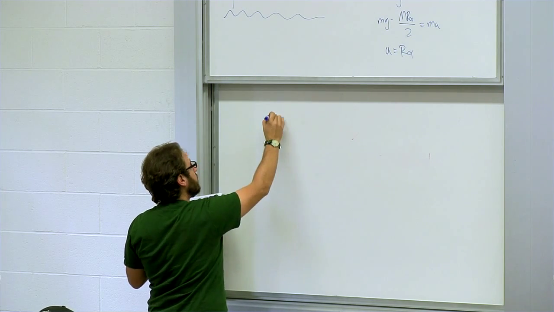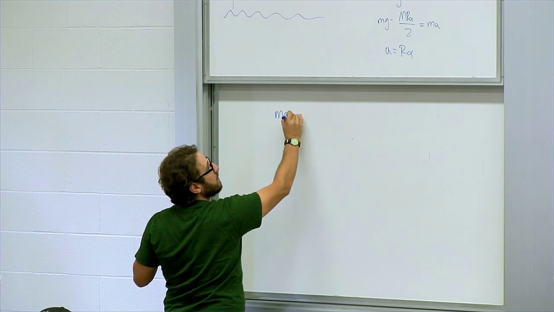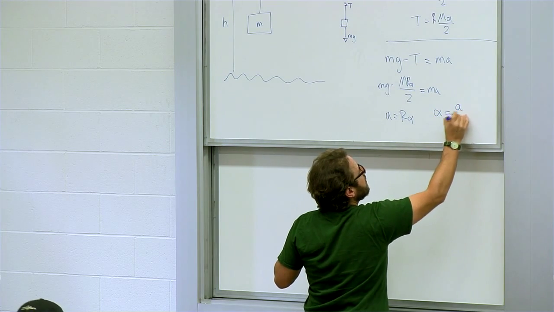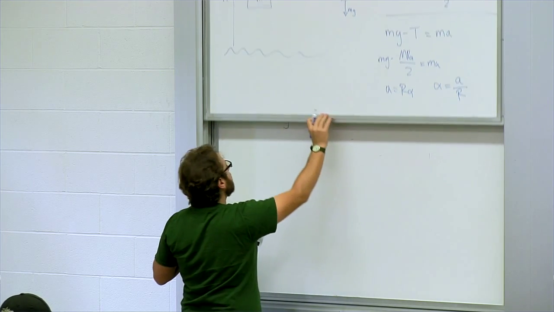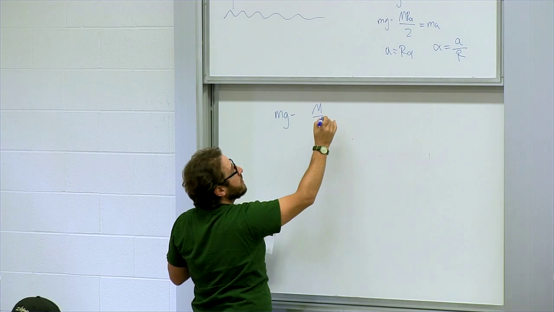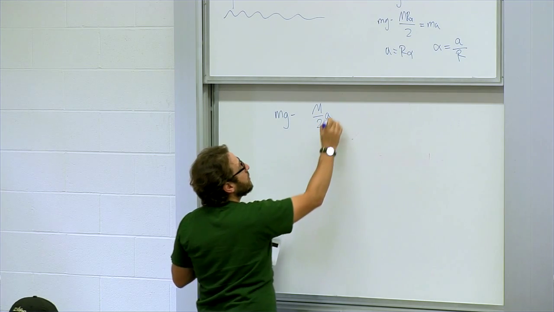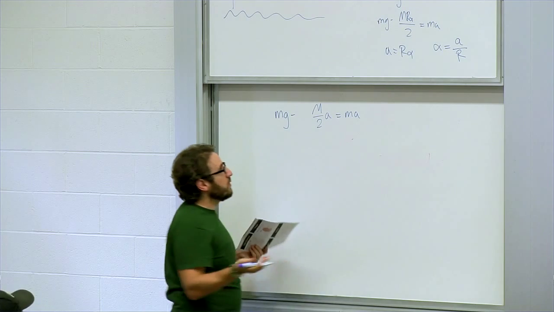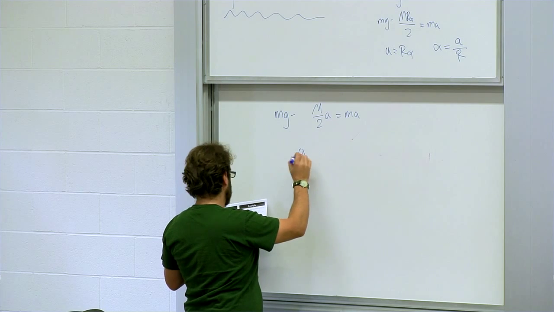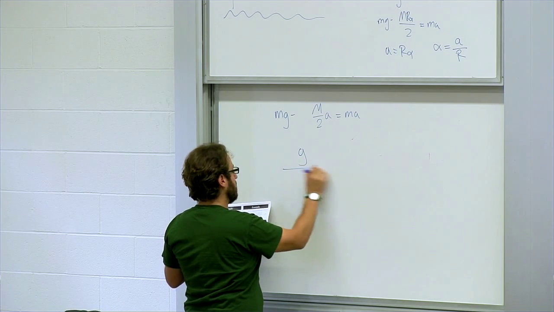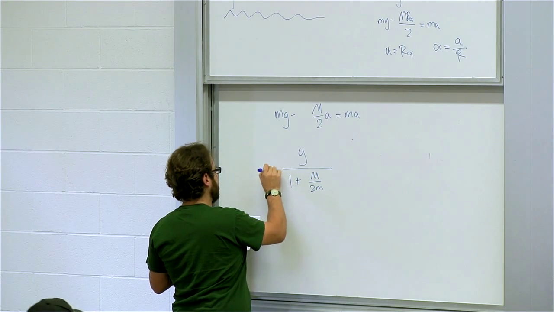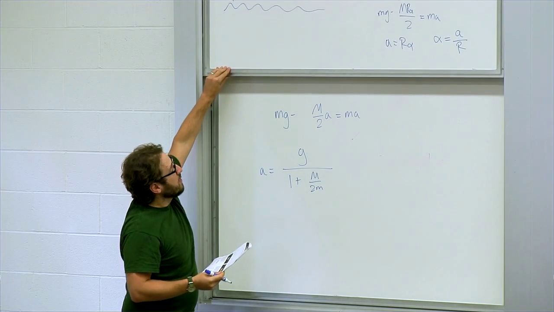So then I can plug that in over here, and I get mg minus m over 2, and then R alpha over there just becomes A, is equal to ma, and now I have an equation with a single unknown, right? A equals g over 1 plus m over 2M.